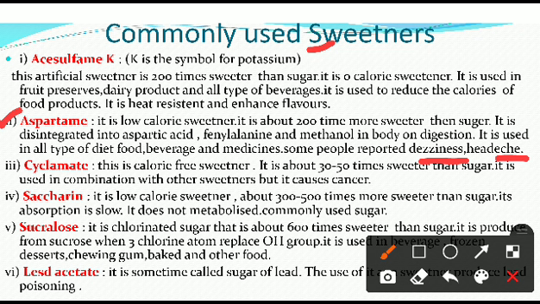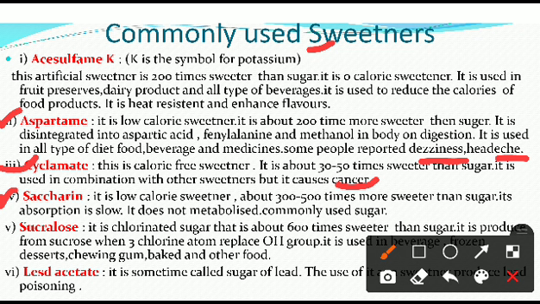The third type is cyclamate. This is a calorie free sweetener about 30 to 50 times sweeter than sugar. It is used in combination with other sweeteners, but it is said to cause cancer. It has some adverse effects. Next is saccharin. This is also a low calorie sweetener, about 300 to 500 times sweeter than sugar. Its absorption is very slow. It is not metabolized, and that's why it is commonly used as a sugar substitute.